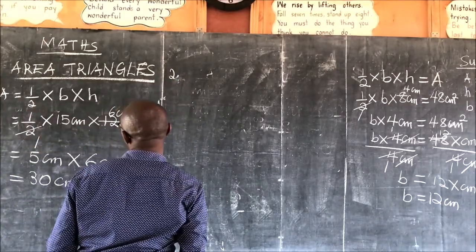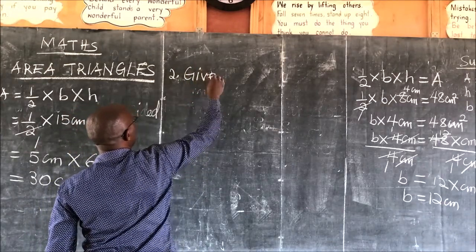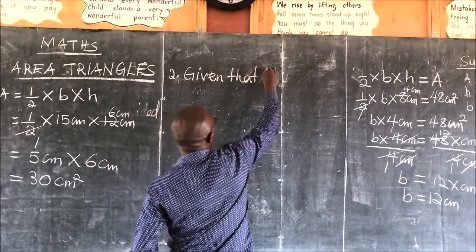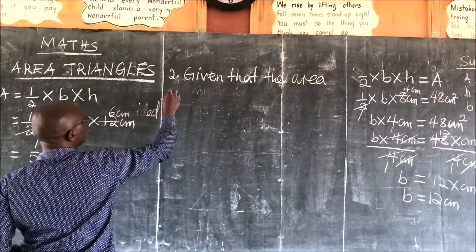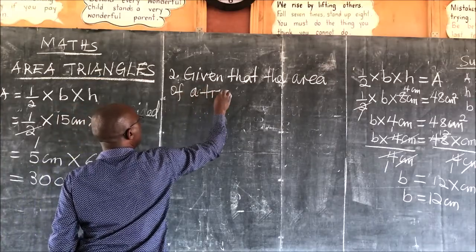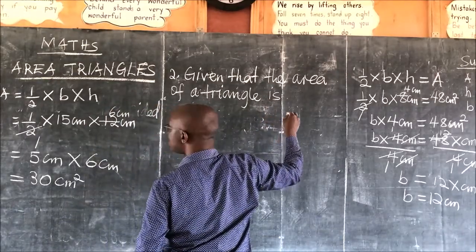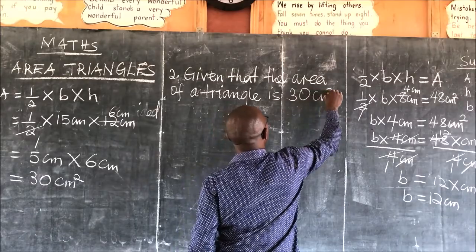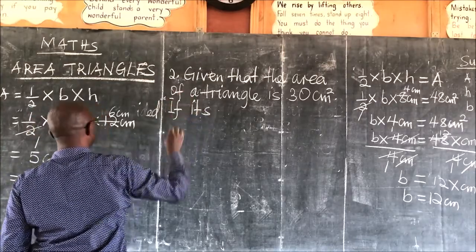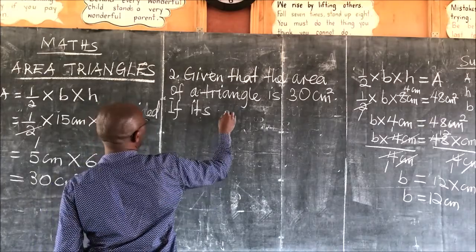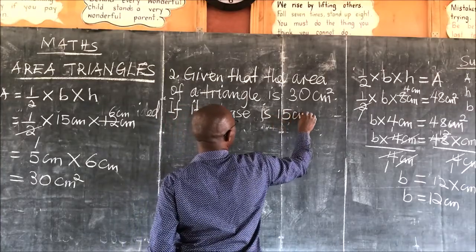They can say, given that the area of a triangle is 30 centimeters squared, full stop. Then they say if its base is 15 centimeters, full stop.